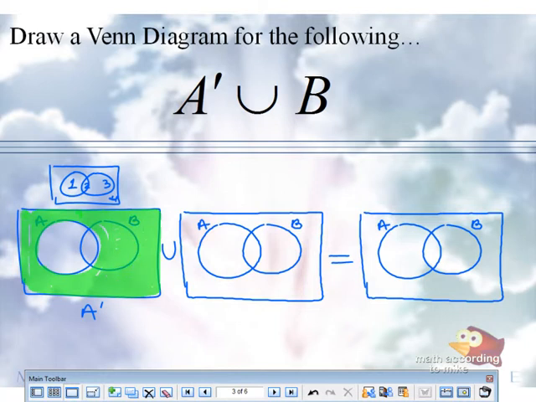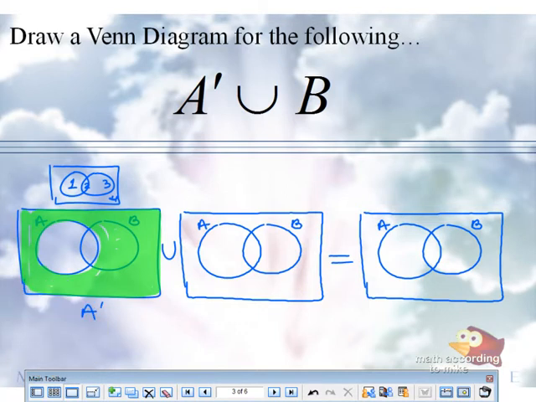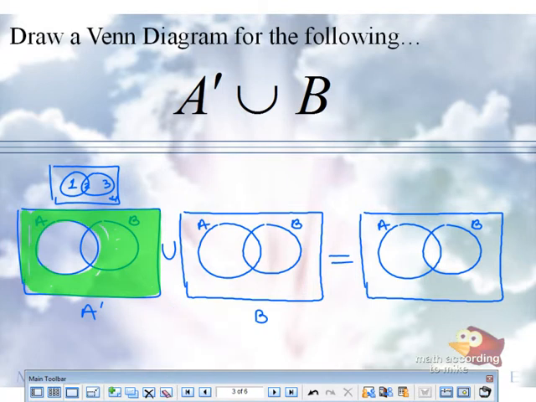So 4 and 3 are outside of circle A. The next one, we're going to draw B. What sections are inside of B? 2 and 3.